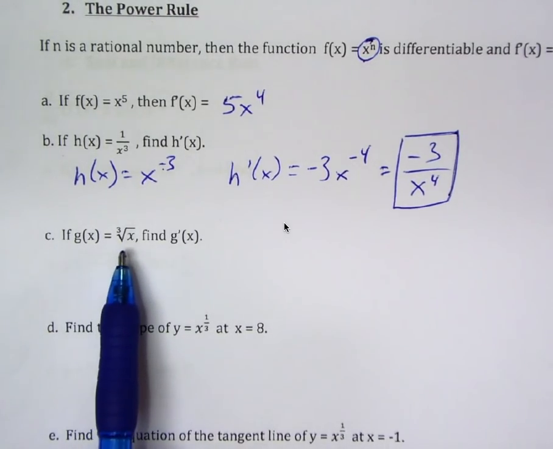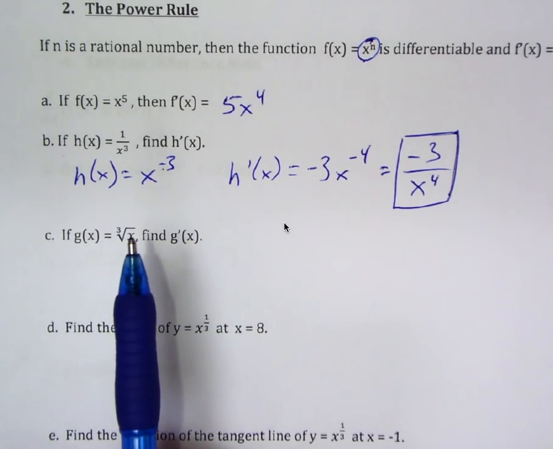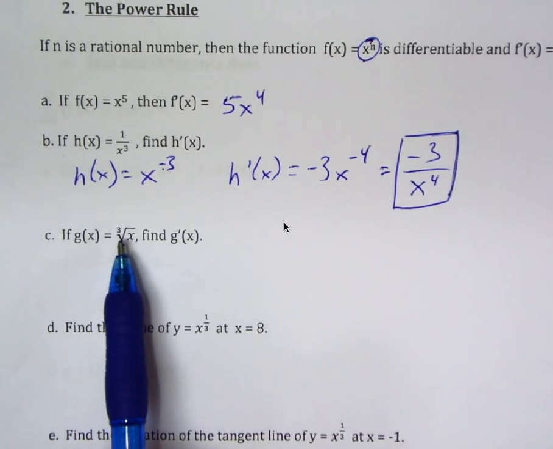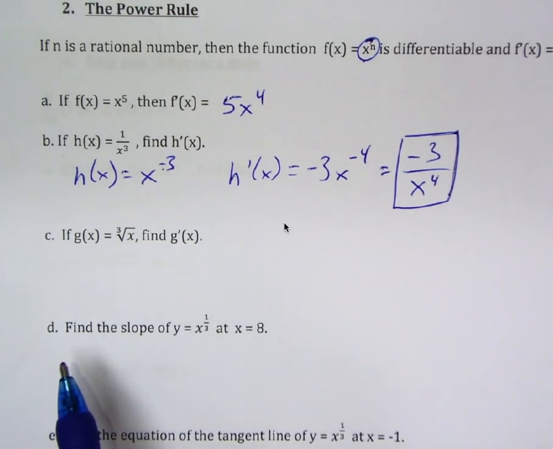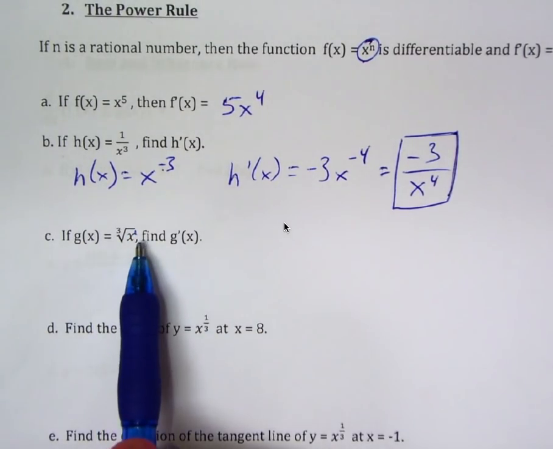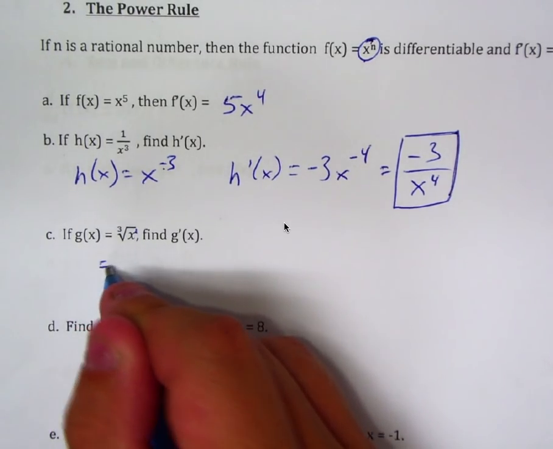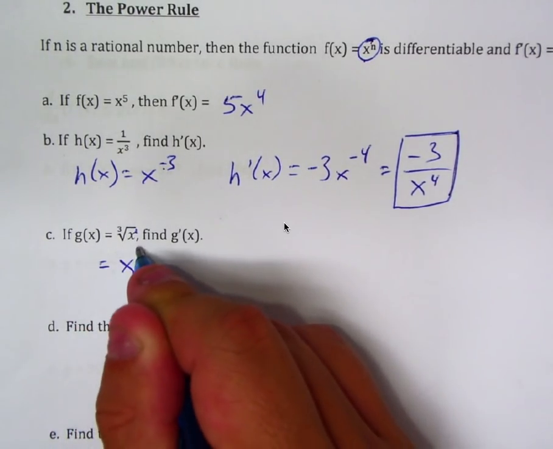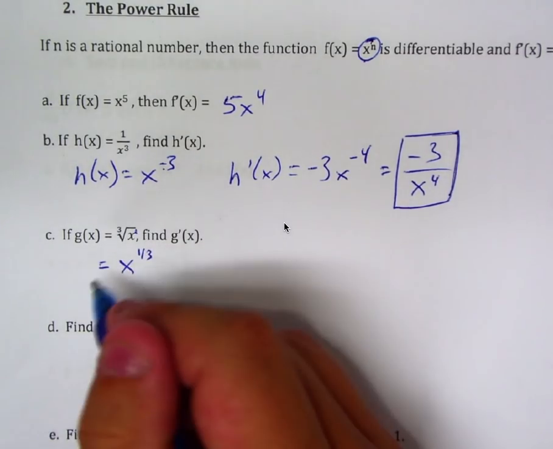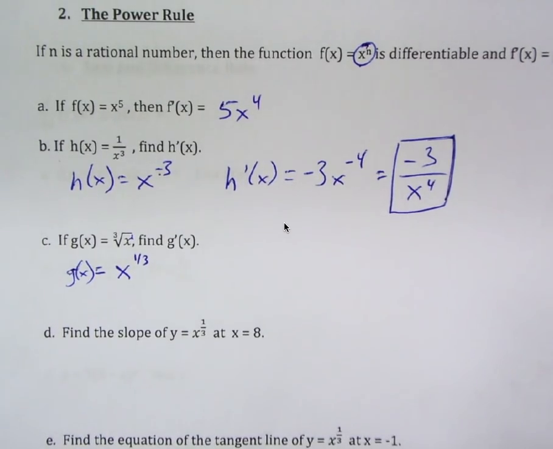C. If g of x equals the cube root of x, find g prime of x. Well, this is not in the form we want. We don't want the square roots or the radicals here. So let's rewrite this. Let's think about what the cube root of x means in terms of exponents. Remember, your exponent is always power over root, power over root, power over root. So I can rewrite this as x to the 1/3. 1 is your power, 3 is your root. That's g of x. Now we have it in the right form, we can find the derivative.